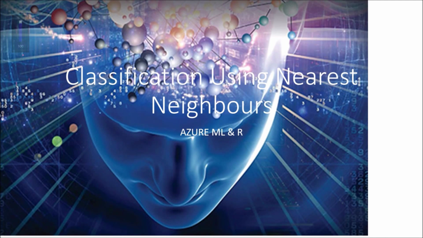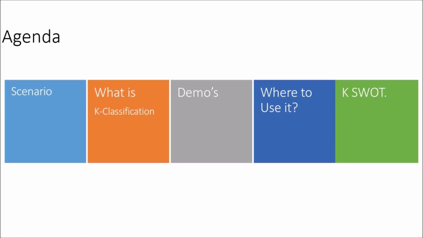Good day. I'm going to be talking about classification using nearest neighbors, and my agenda is very clear. I'm going to walk through a scenario where we see the need for K classification. What is K classification? I'm going to run some demos specifically around Azure Machine Learning and what one can and cannot achieve in Azure ML from a K classification standpoint.